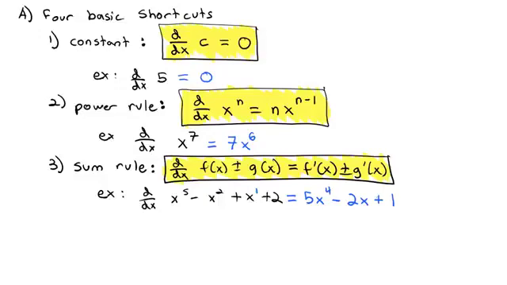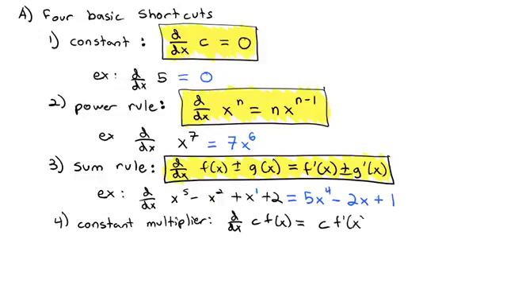The final basic shortcut is the constant multiplier, which says if I'm taking the derivative of some constant times a function, we keep that constant in front and multiply it by the derivative of that inside function. And that is the 4th basic shortcut.